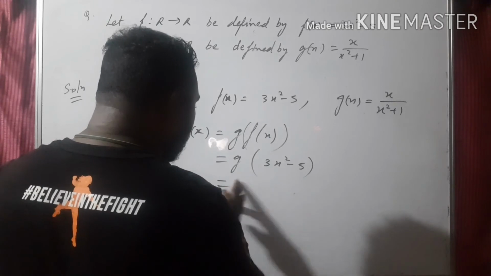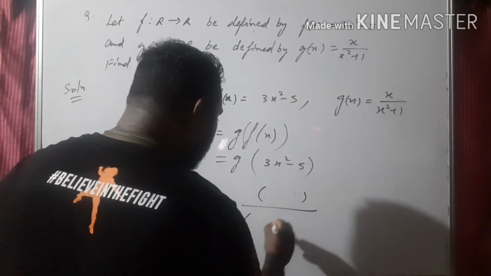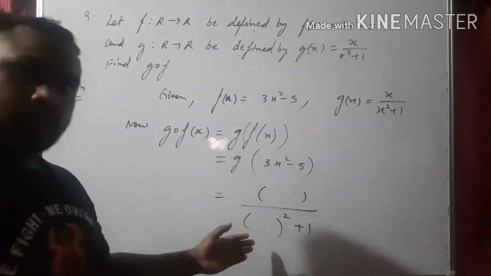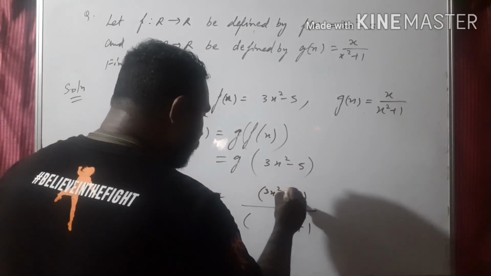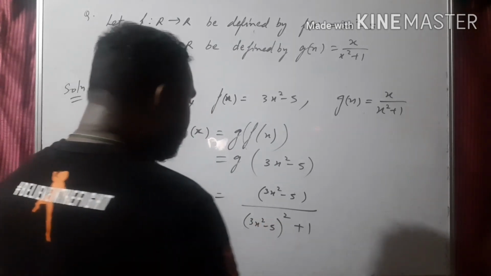So g(x) is defined like this: x divided by what? I have x divided by x^2 + 1, isn't it? The g function is defined like this. So wherever x is there, I will have to write this: 3x^2 - 5, and also 3x^2 - 5.